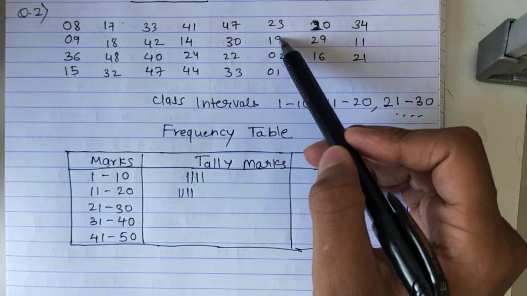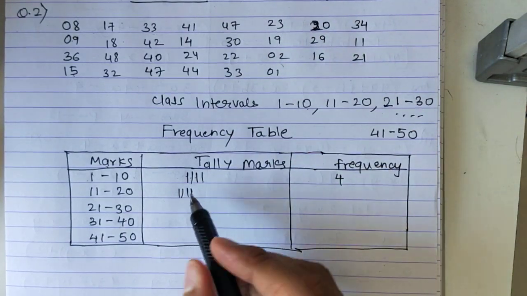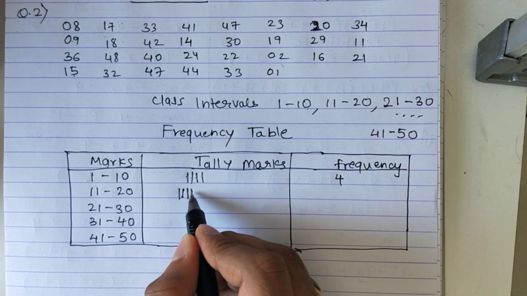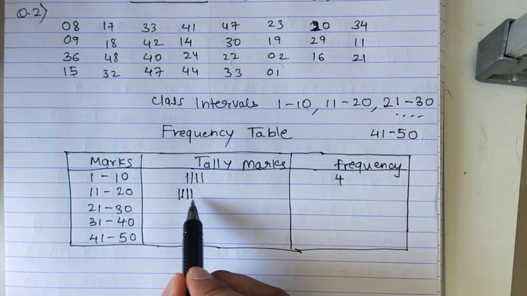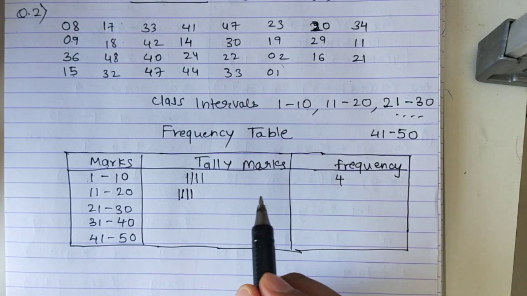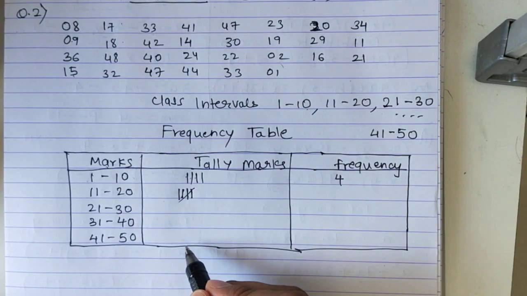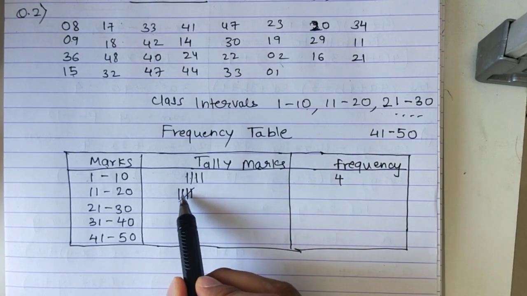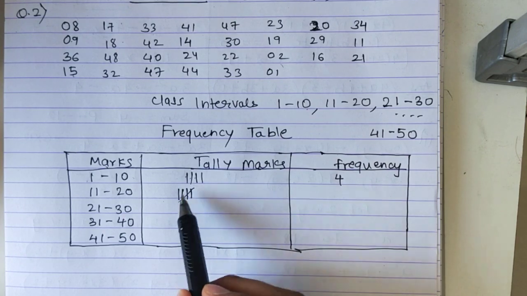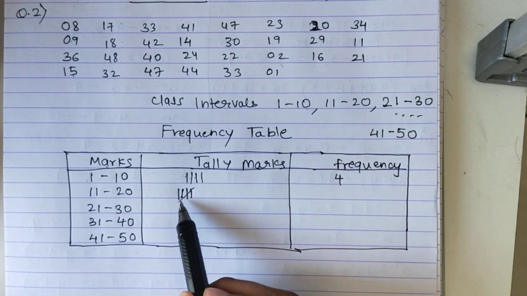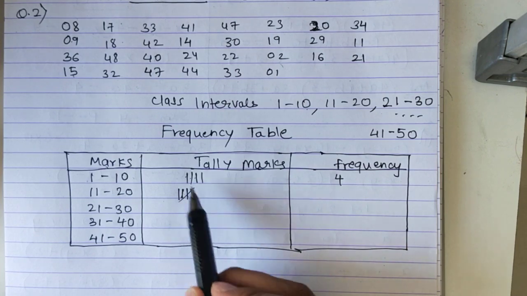Now 19 is between 11 to 20. So see, we have already marked 4 here. In tally marks, if the number of sticks is more than 4, the 5th stick we make like this. Okay, this means that it forms a bundle of 5. Means 1, 2, 3, 4, 5. So this is 5 total. This is a bundle of 5.